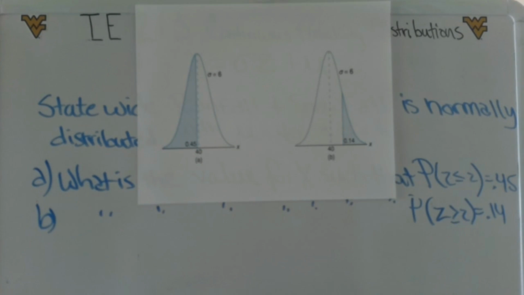We would look at A: we're looking for what's the value of x such that the area to the left is 0.45, because it's less than or equal to little z. And then the probability that z is greater than or equal to z is equal to 0.14. We're looking for what's the value of x at this point that we have 0.14 to the right, because that's greater than or equal to.